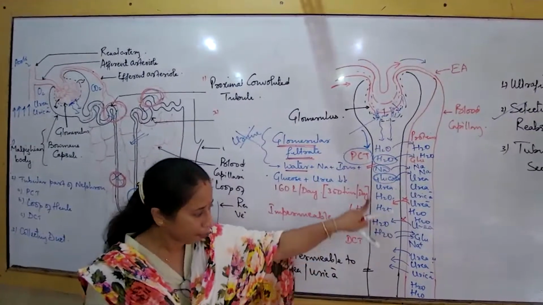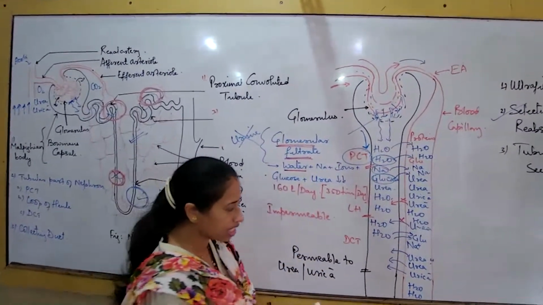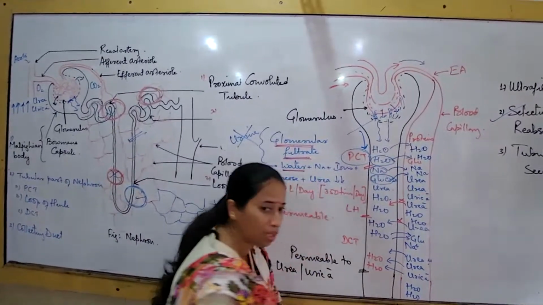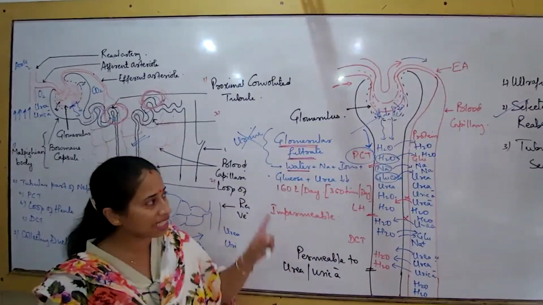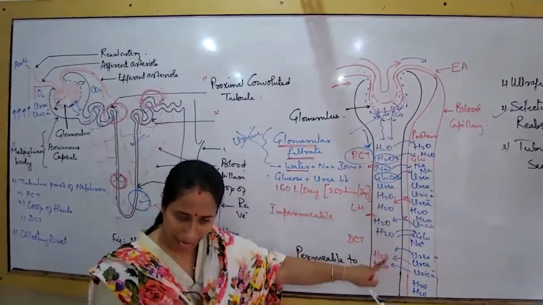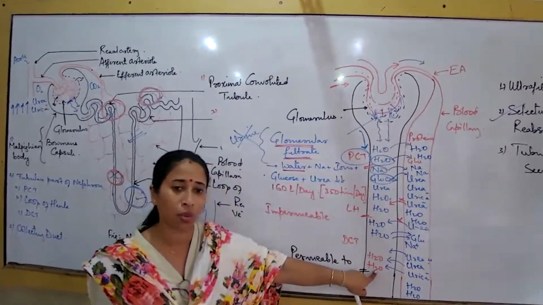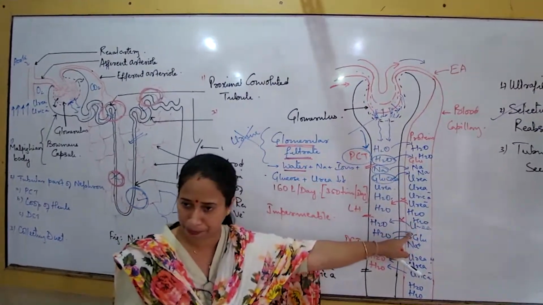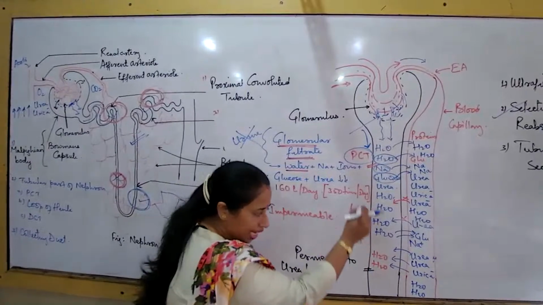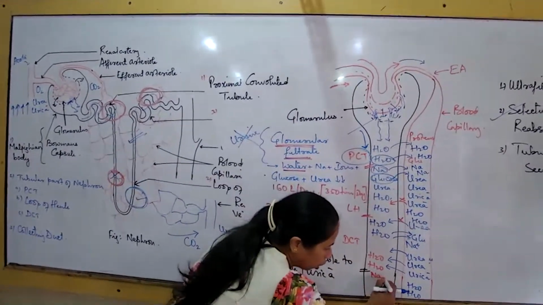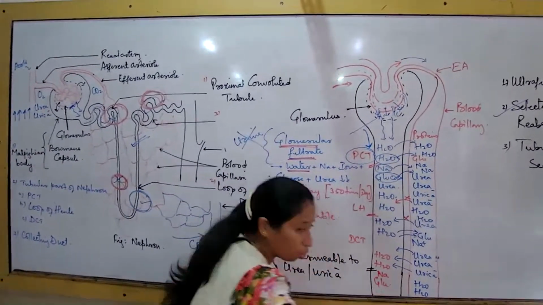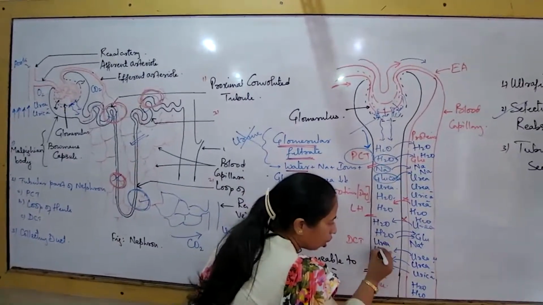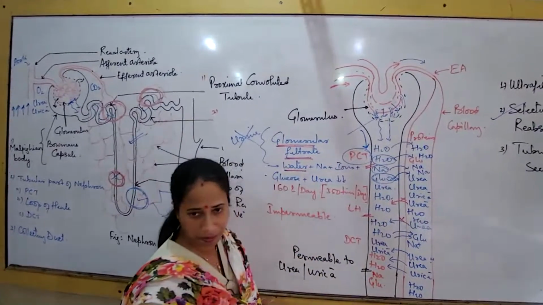By the time the fluid has come down to the DCT, the amount of the water left in the tubule is quite less, because almost about 98% of the water is given back to the blood. The amount of the sodium is quite less, the amount of the glucose is quite less. Then what is more now in the DCT is a whole lot of urea and uric acid.